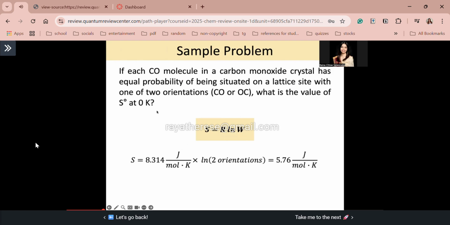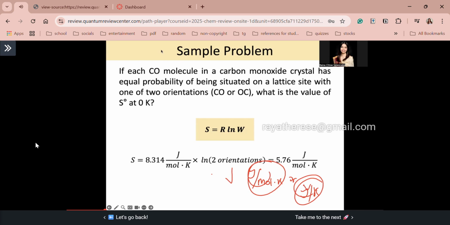Guys, sabi dito, we have two possible orientations. Okay? So yun yung basis natin in determining the entropy. So solving for the Boltzmann entropy, S is equal to 8.314 J over mole K. So that is the units for your universal gas constant times ln 2 orientations. Okay? That is equal to 5.76 J over mole K. Okay? Take note, guys, the units for entropy can either be J over mole K or J over K. Okay? Acceptable both, depending kung ano yung hinihingi sa problem.